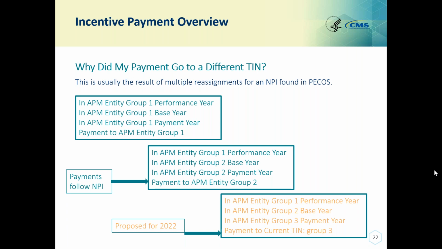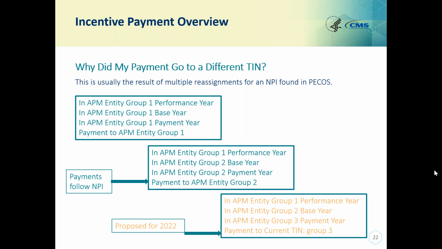So a lot of people have a lot of questions about the payment TIN. So this is a graph to try to show how this works. For 2021, we're looking at the base year, the performance year, the payment year. Okay, so everything is fine, group one, great. But the payment follows the NPI. So what this box is representing is that we looked in the performance year, but then we realized we couldn't find anything, so we're looking at the base year and the payment year, and with that, we'll make that payment to that group two that we have displayed in the graph.